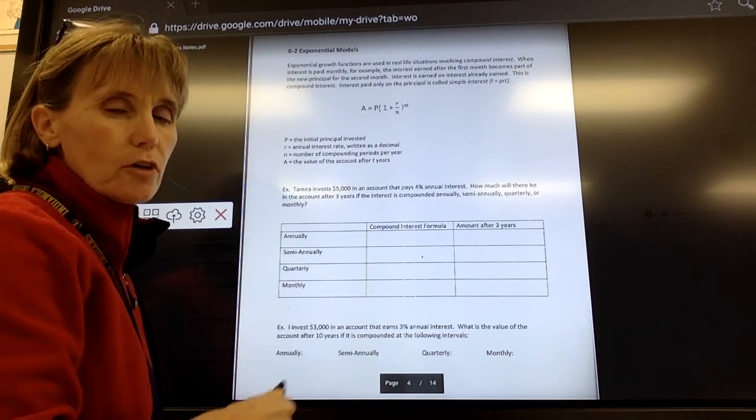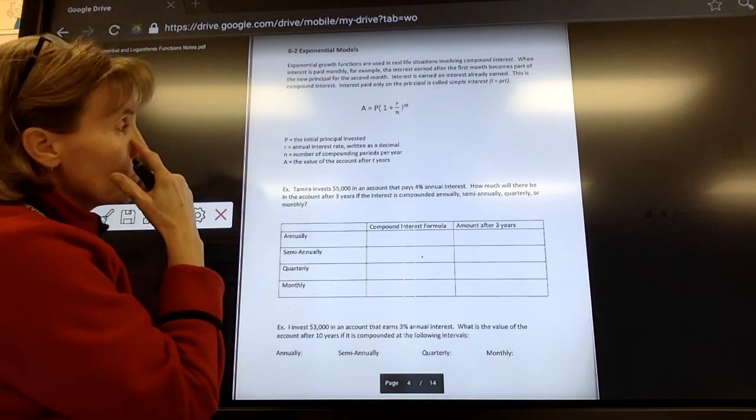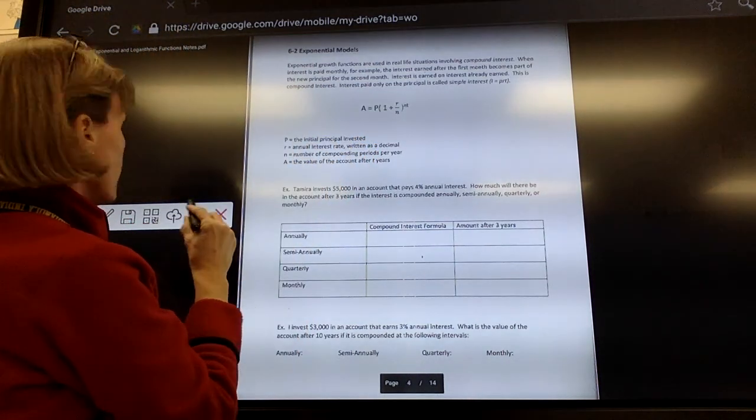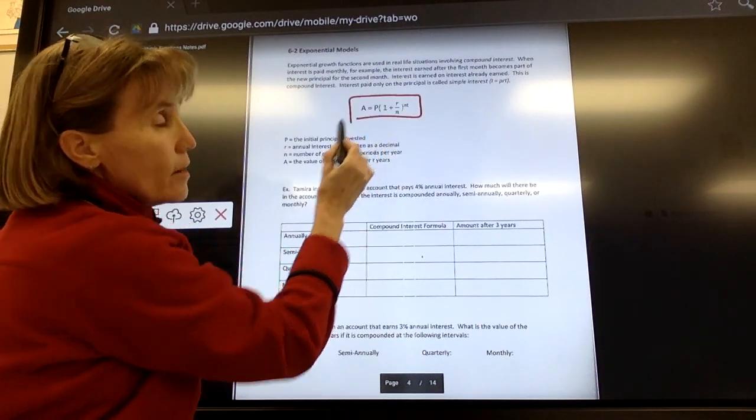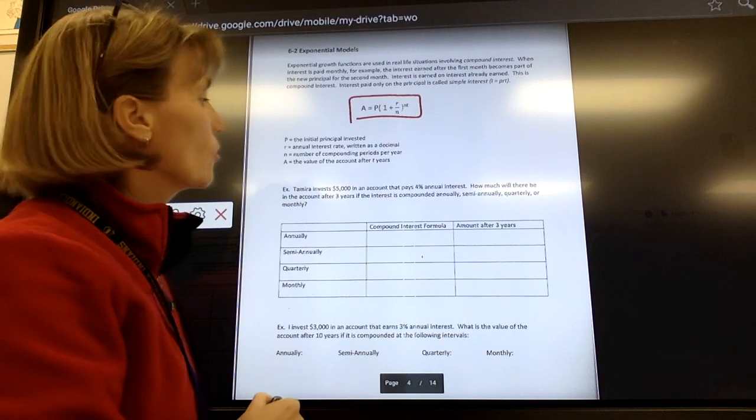We're now going to look at how compound interest is calculated. Okay, so we have a formula here, and I'm not going to ask you to memorize that formula. I will give that formula to you, but I do expect you to be able to use it correctly.